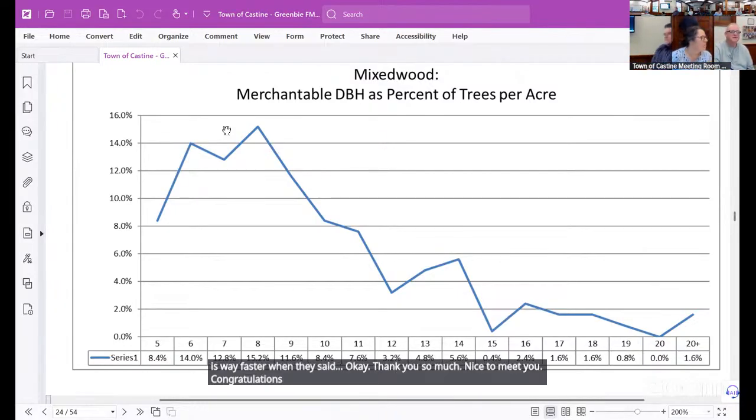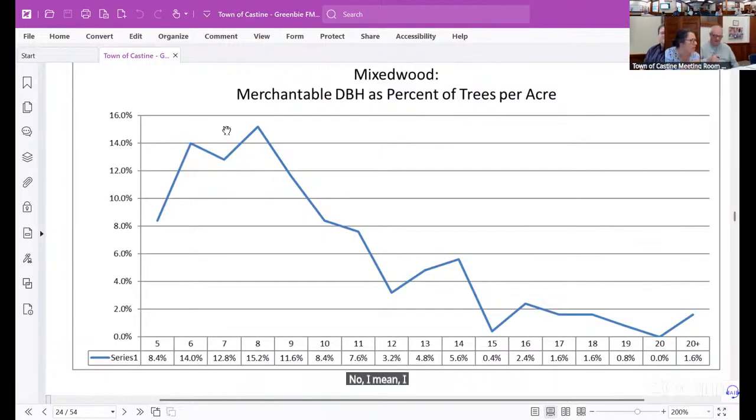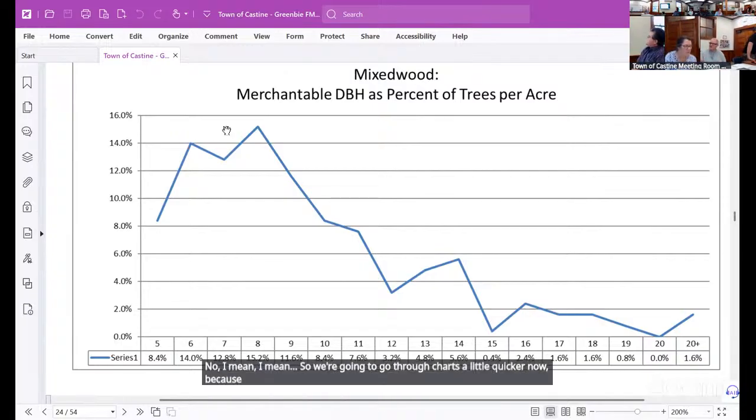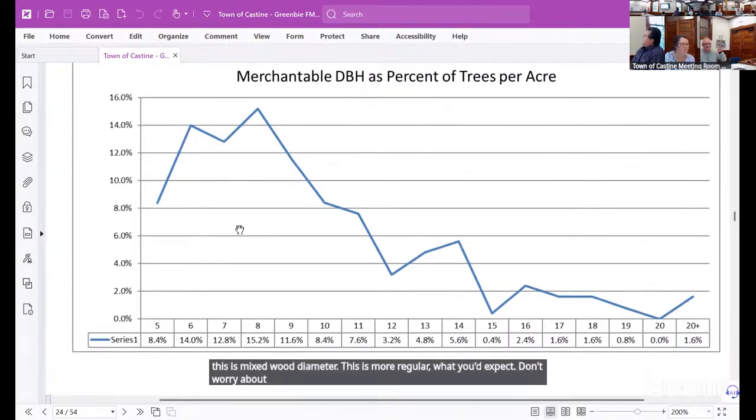All right, so we're going to go through the charts a little quicker now because we're closer on time. So this is mixed wood diameter. This is more regular, what you'd expect. Don't worry about the weird blips, but this is more the shape you would expect.